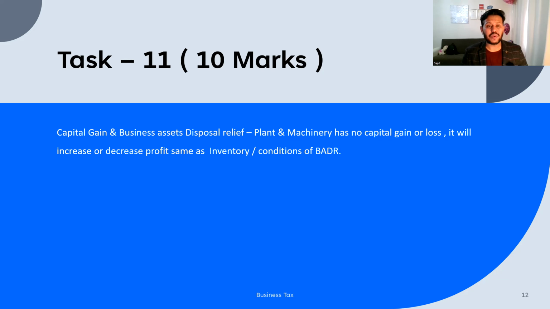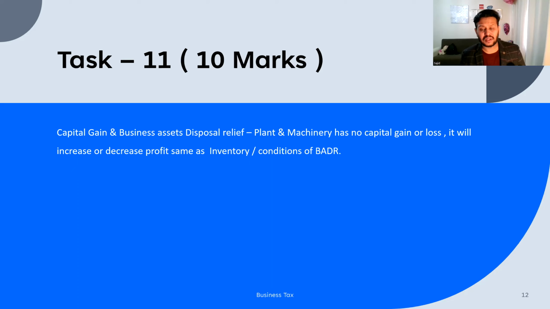And the final task, we have question number 11, and that is for 10 marks. Here again, we're looking at some relief. It will be capital gain tax and business asset disposal relief. So we need to remember the plant and machinery has no capital gain and loss. Plant and machinery creates the capital allowance. For example, it will increase or decrease the profit, same like inventory.